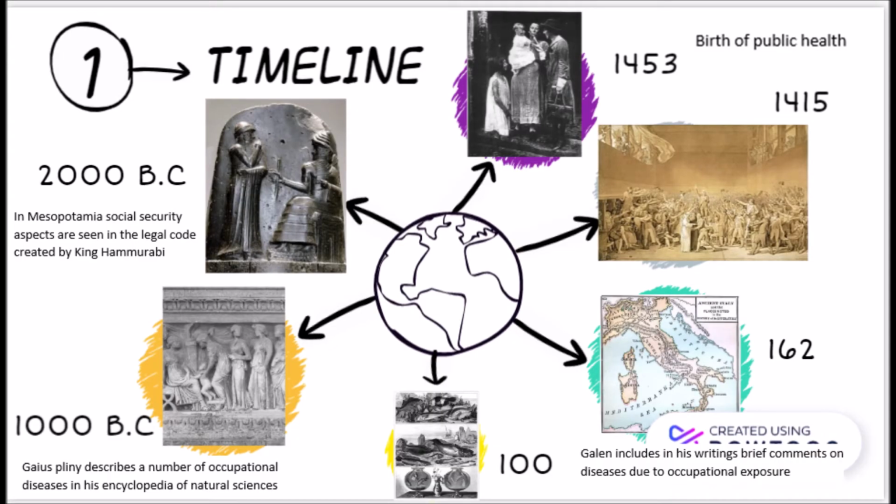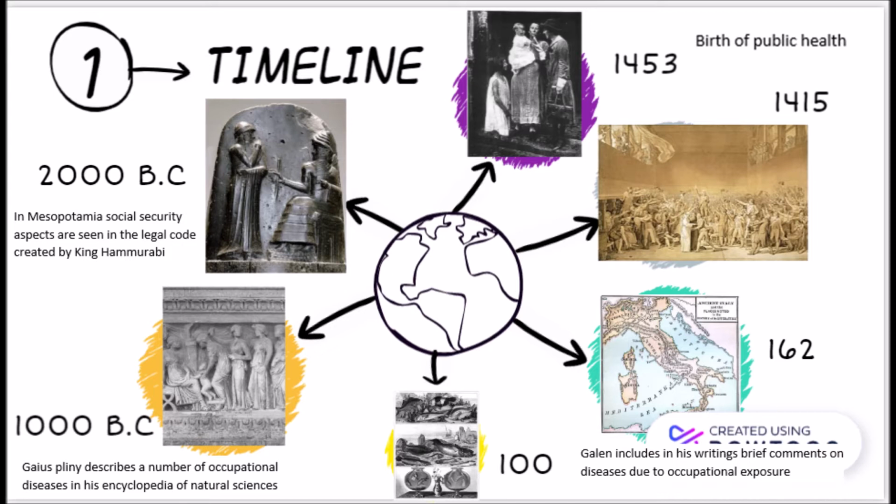In 2000 BC, in Mesopotamia, social security aspects are seen in the legal code created by King Hammurabi. In 1000 BC, Greece established a society of economic and social slavery. In the 4th century BC, Hippocrates, father of medicine, described lead poisoning as an occupational disease. In the year 100, Gaius Pliny describes a number of occupational diseases in the Encyclopedia of Natural Sciences.